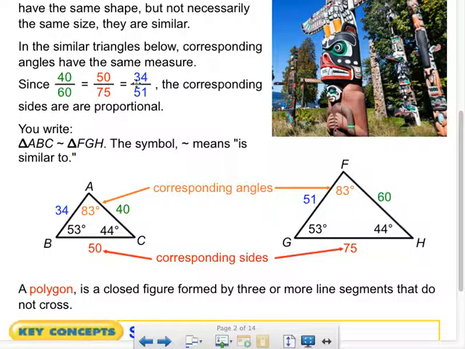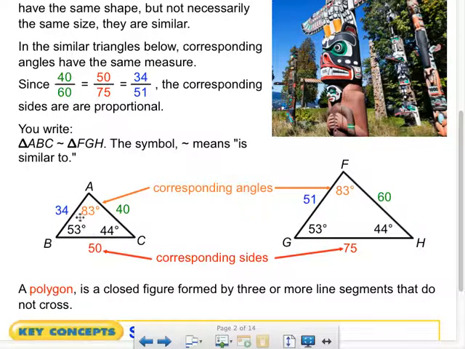Does that make sense? I'm not trying to use any special language. I'm just explaining that if you have two shapes that are similar, it's the same shape, just a different size of the same shape. Does that make sense? Now, here's the other thing about similar shapes. If they're similar, the angles have to be the same.